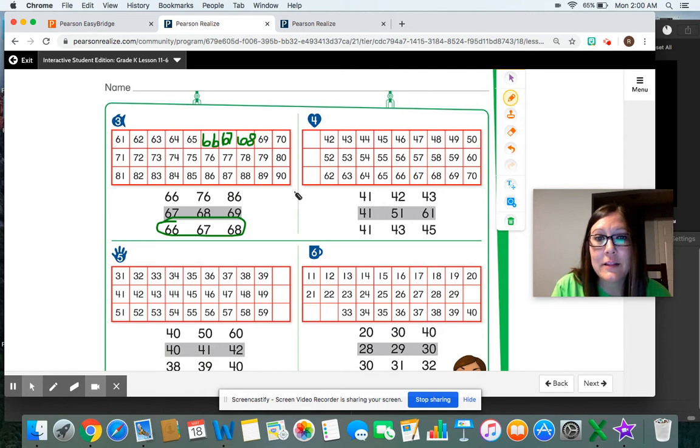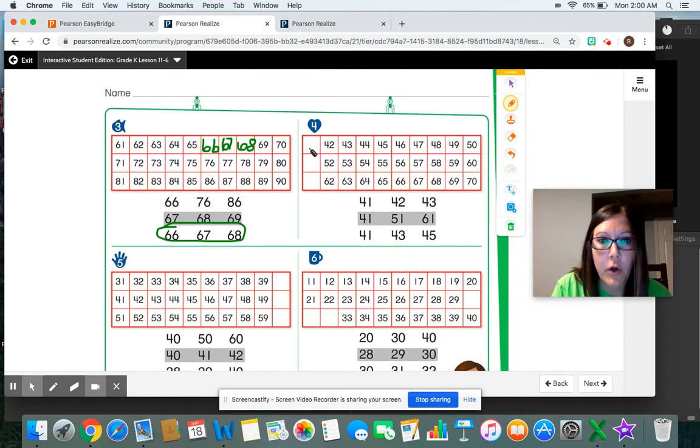All right, let's take a look at number 4, heart. Oh boy, the missing numbers are now in a column. Mathematicians, how are we going to figure out what the missing numbers are? There's lots of different strategies we could use. Well, let's look at the number that comes just after the missing number. This is the number 42. What's the number that comes just before 42?